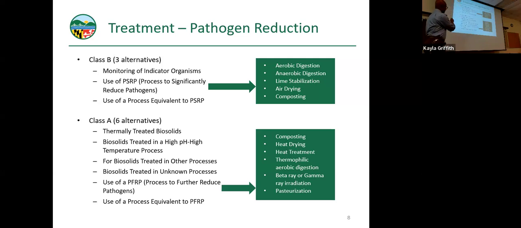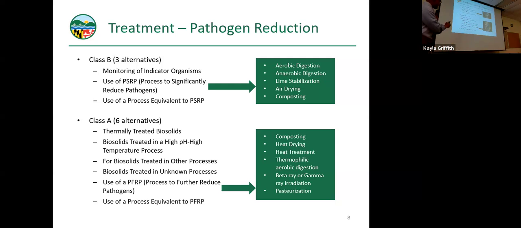Then class A, which is a higher class, is treated in these various ways. Thermally treated, thermal is heat, high heat. Biosolid treated in a high pH temperature process. Biosolids treated in other processes. Biosolid treated in an unknown process. Then processed to further reduce pathogens. Remember, the other one is processed to significantly reduce pathogens. Then it is processed to further reduce pathogens. That is why it becomes a class A product.